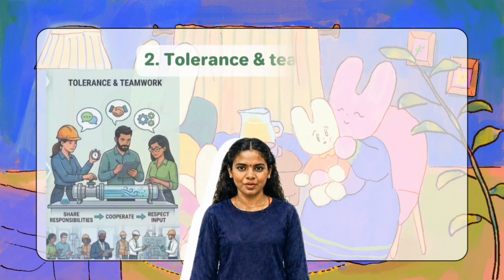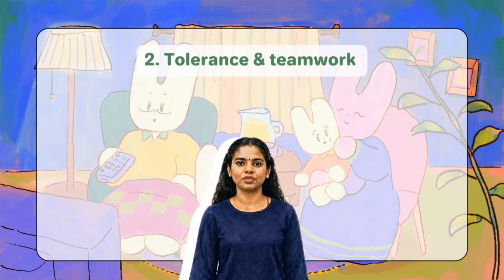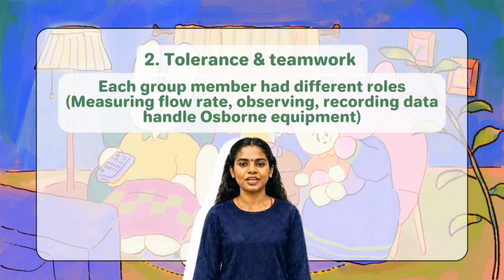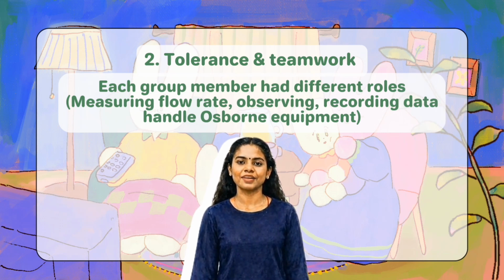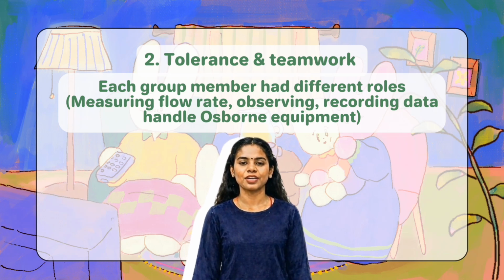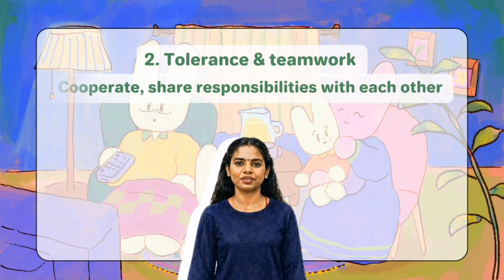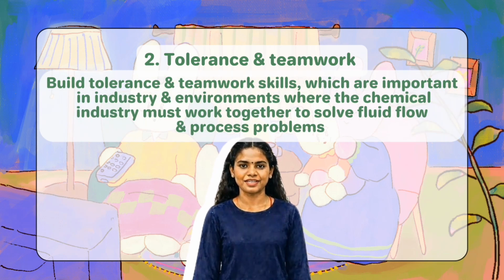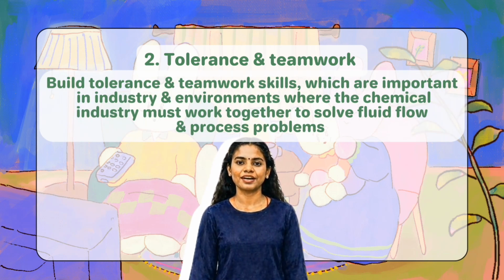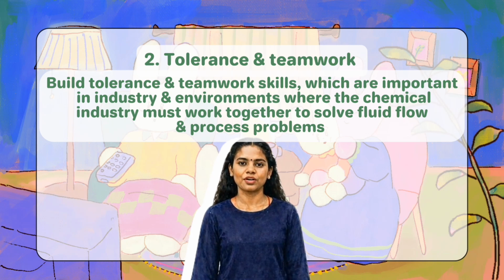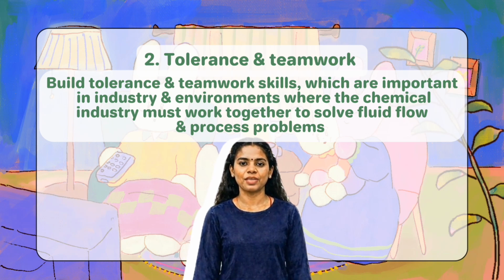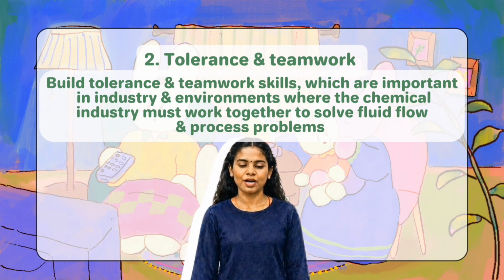reactors. Second is tolerance and teamwork. During the experiment, each group member had different roles, such as measuring flow rate, observing and recording data, and handling the Osborne equipment. We had to cooperate and share responsibilities with each other, and this builds tolerance and teamwork skills, which are very important in industrial environments where chemical industry workers must work together to solve fluid flow and process problems.